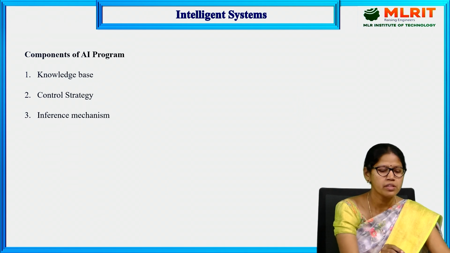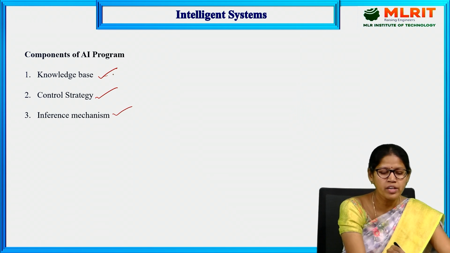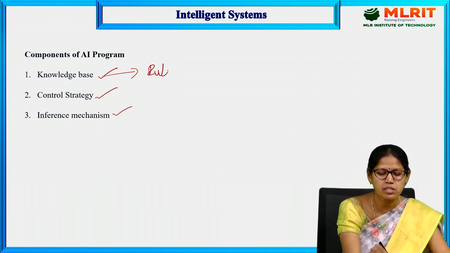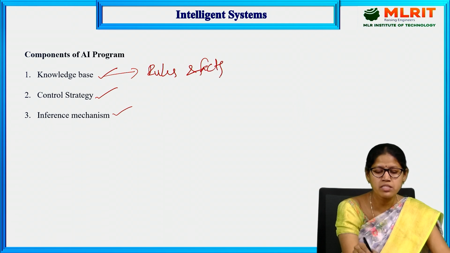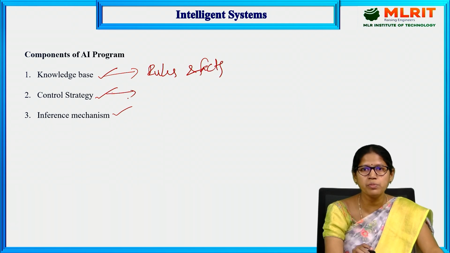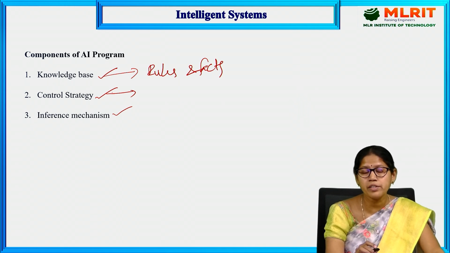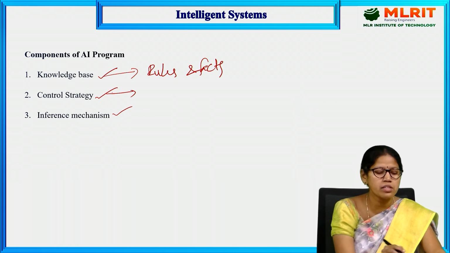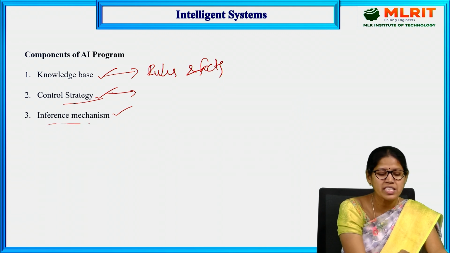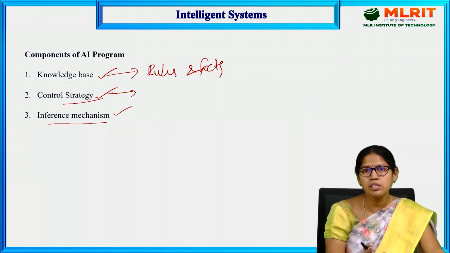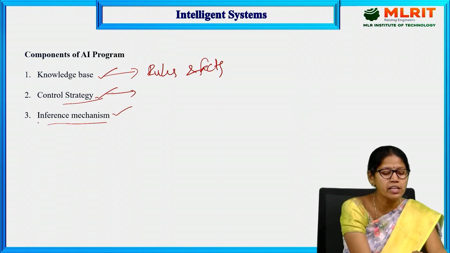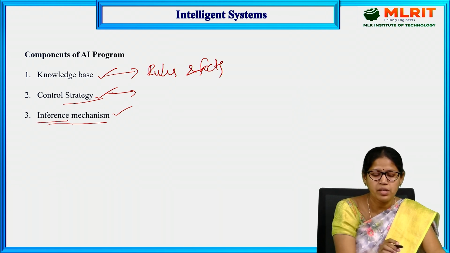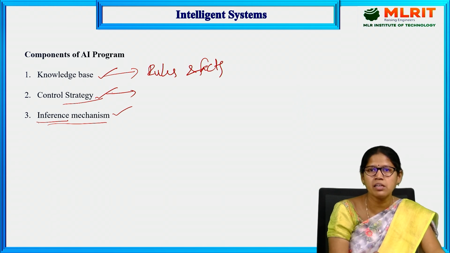Components of an AI program. There are three components of an AI program: knowledge base, control strategy, and inference mechanism. Knowledge means rules and facts. The next one is control strategy, which means the sequence of rules applied to the current state to solve the problem. The order of rule application to the current state is called control strategy. The last one is inference mechanism, which is used to derive new knowledge from existing knowledge by applying inference rules.